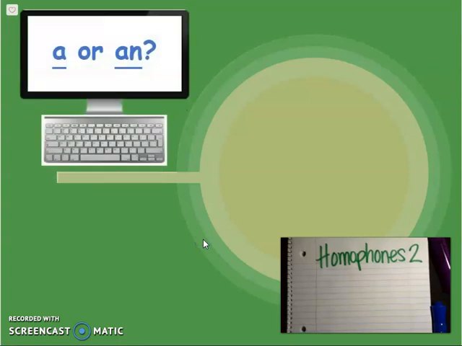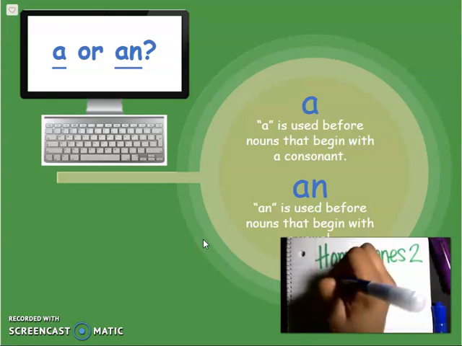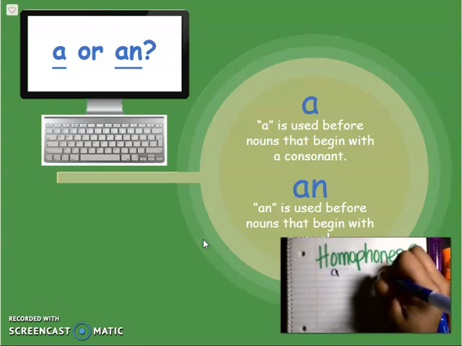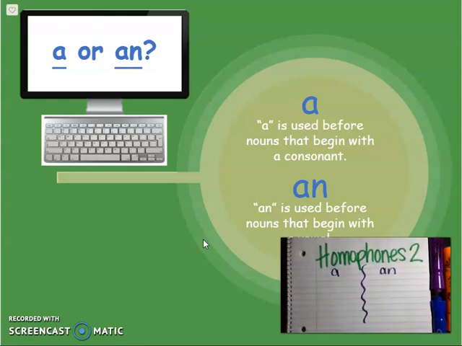We're going to start off with a or an. So on your paper, I would like for you to go ahead and write, and we are going to separate them like this. I want you to write a on one side and an on the other side, and then we can draw a squiggly line in the middle. We are comparing a and an right now. I would like for you to go ahead and write the definition.